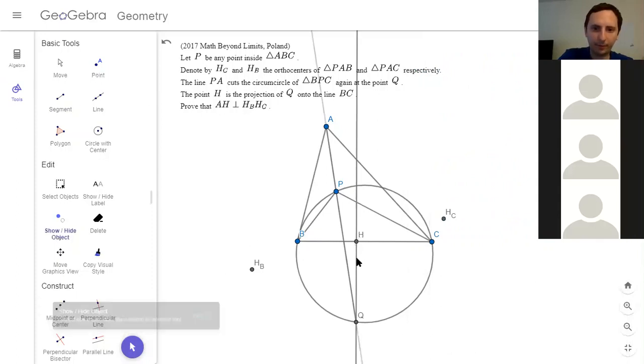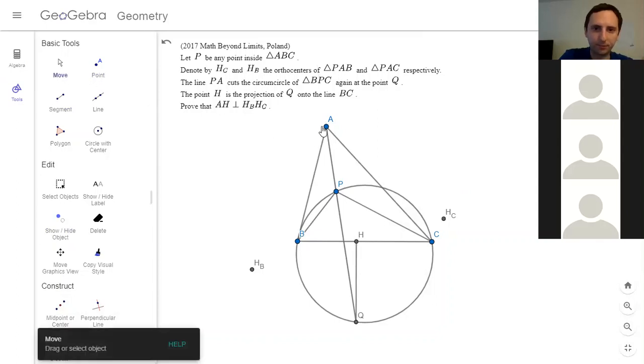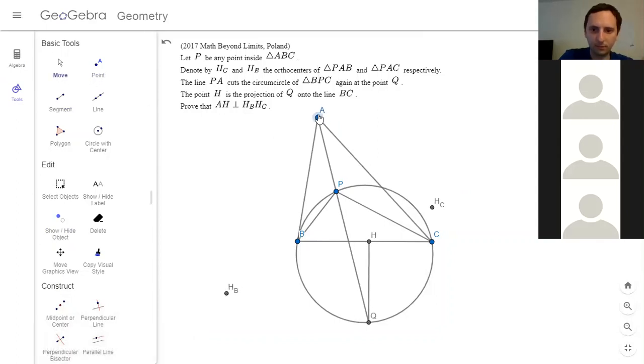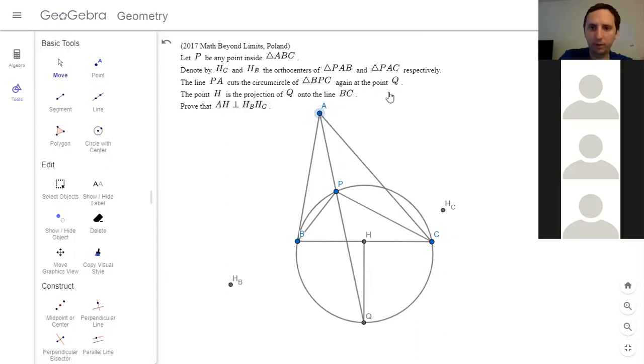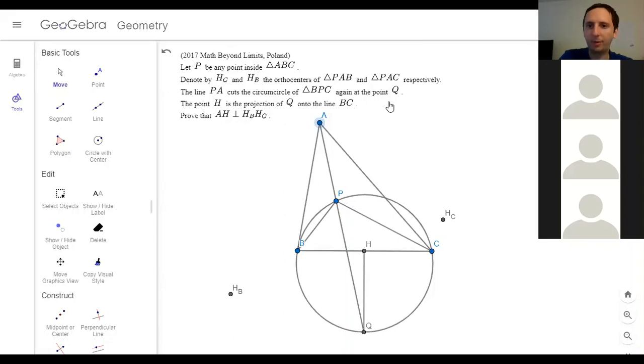So this kind of reminds me of the Poncelet point. It almost looks like they're collinear, but I don't think that's true. Oh, does this look like IMO 2020?